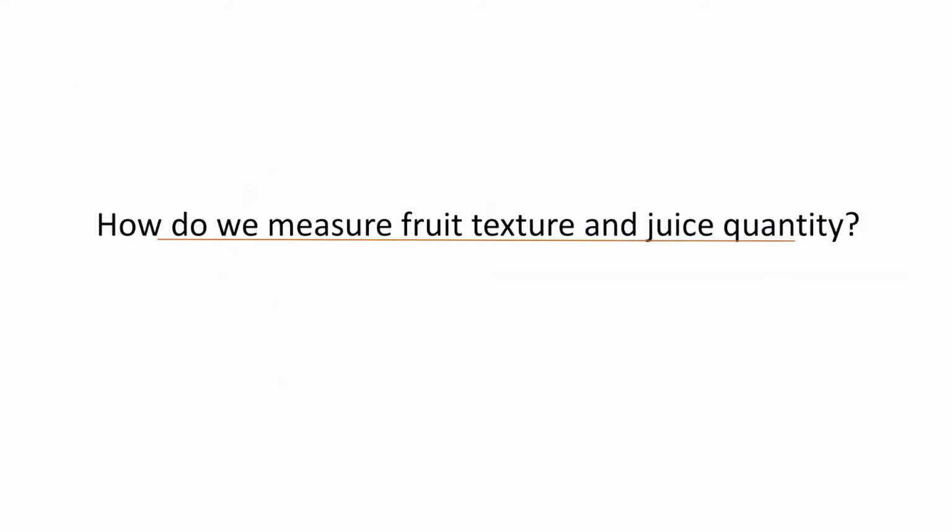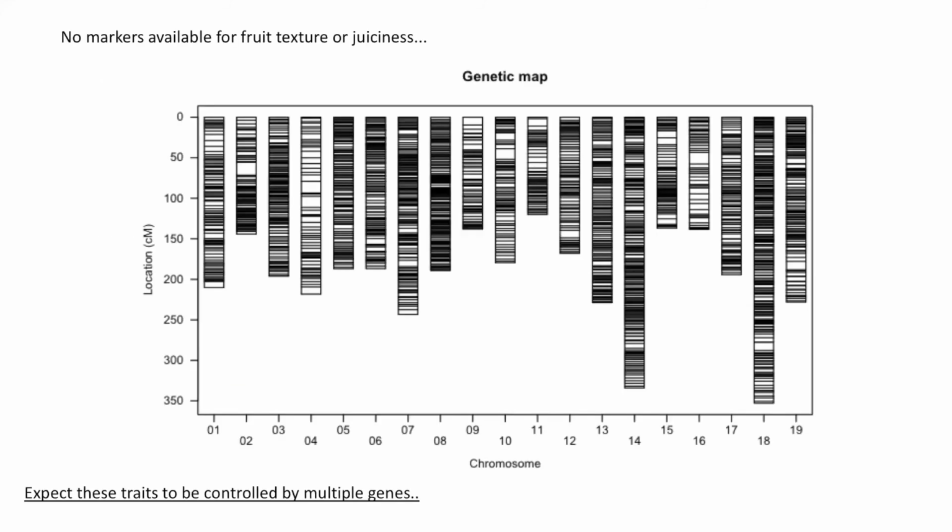The other phase of this is fruit texture and juice quantity, or juiciness. When we've talked about cluster compactness or rachis architecture, there's been a lot of work previously done. With fruit texture and juiciness, there really hasn't been as much work done. There aren't markers available. And while we expect these traits to be controlled by multiple genes, we don't necessarily have data to support that. Because we expect this to be controlled by multiple genes, we need quantitative data to be able to map.